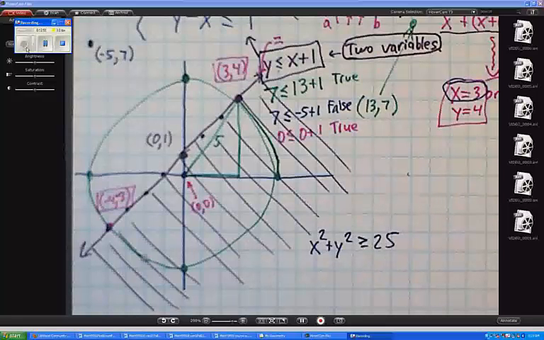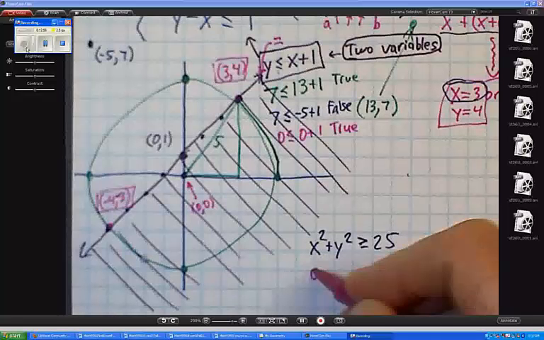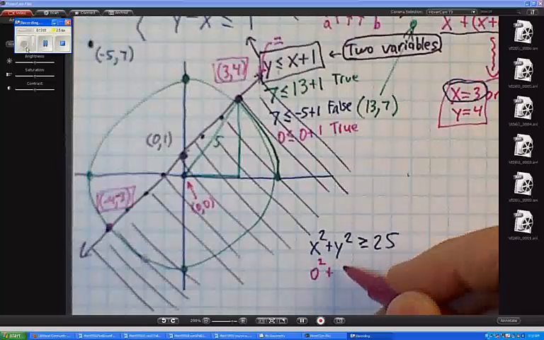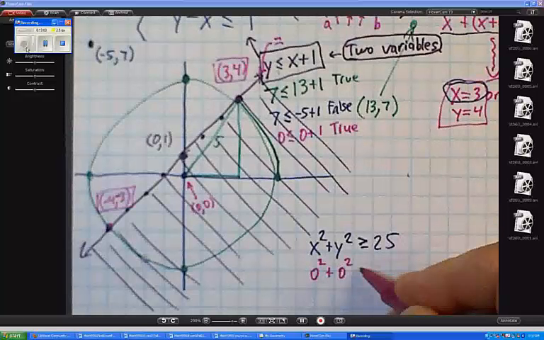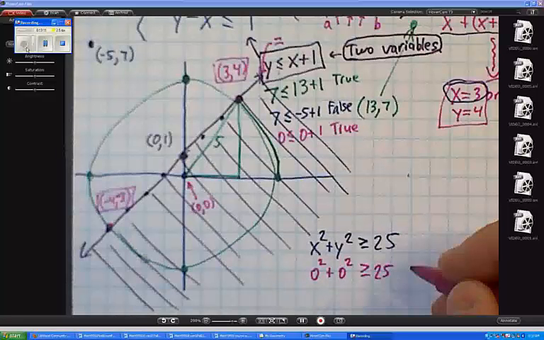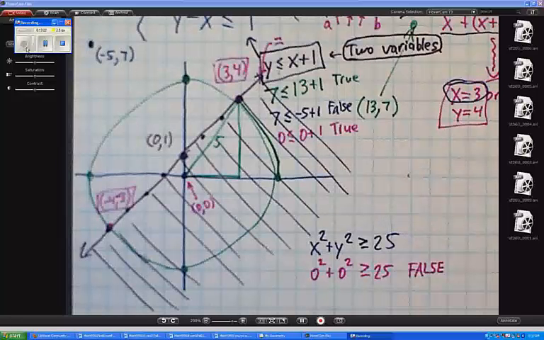Okay, let's try 0, 0. That's my favorite. I get 0 squared plus 0 squared is greater than or equal to 25. Is that true or false? That's false, right? 0 isn't bigger than 25. Okay. Now, where does that mean the solutions are? That's the trick. Yeah. So can you give me an example of a solution?